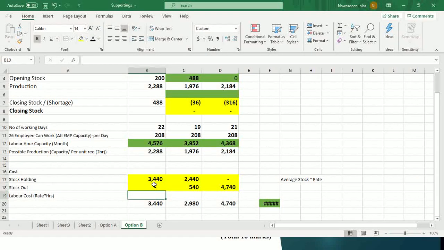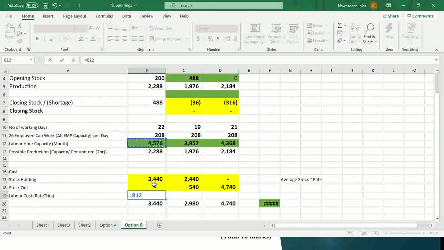Clear? Now we are going to find the labor cost. Now remember, in this quarter, they utilize the existing employees fully, which means the total labor hour capacity is utilized. Which means in January, how many labor hours were used?